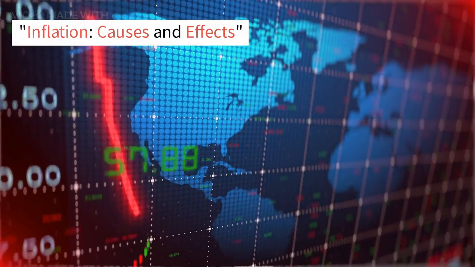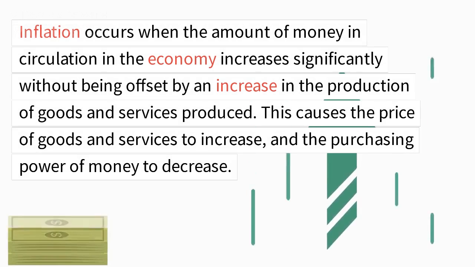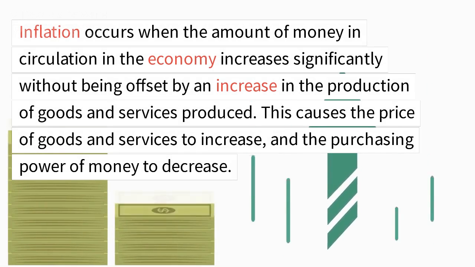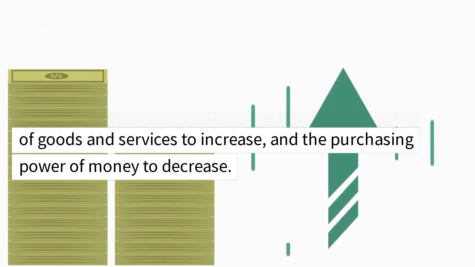Inflation, causes and effects. Inflation occurs when the amount of money in circulation in the economy increases significantly without being offset by an increase in the production of goods and services produced. This causes the price of goods and services to increase, and the purchasing power of money to decrease.